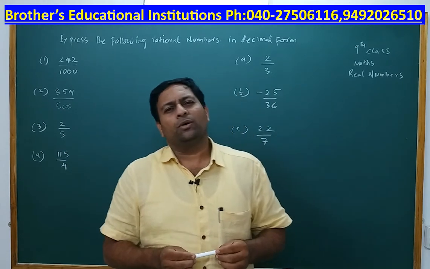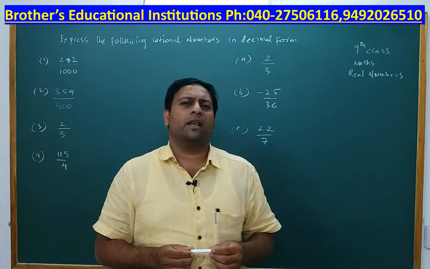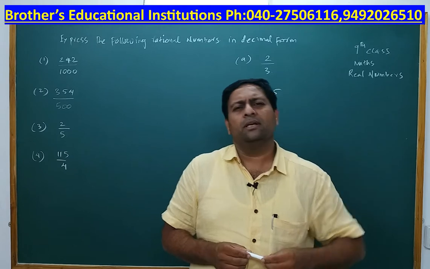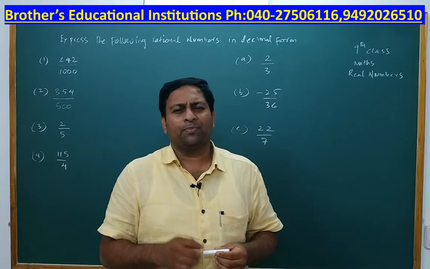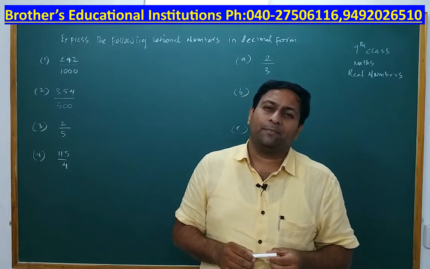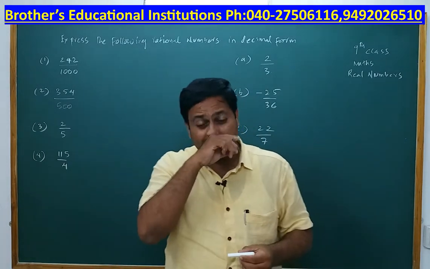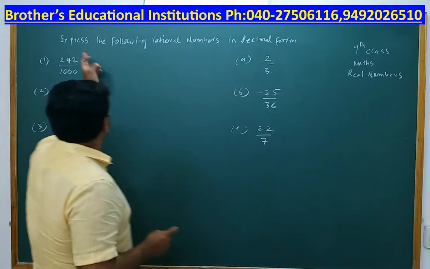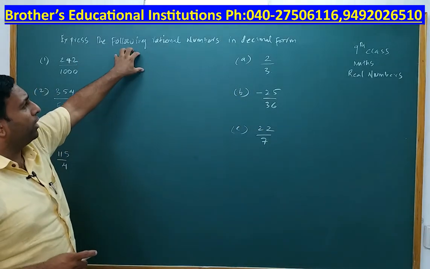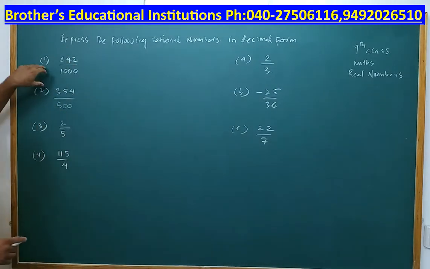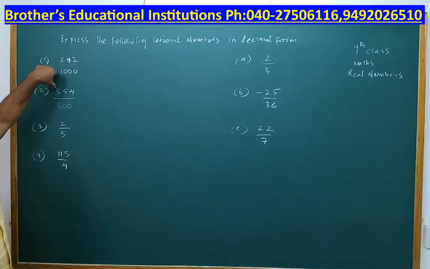Fine. So, in the last class, we dealt with the concept of real numbers, how the number system is arranged, and how to insert two or more rational numbers between two rational numbers. Today we are going to do problems like expressing the following rational numbers in decimal form, right? So here rational numbers are given to you. We will try to express them in decimal form.